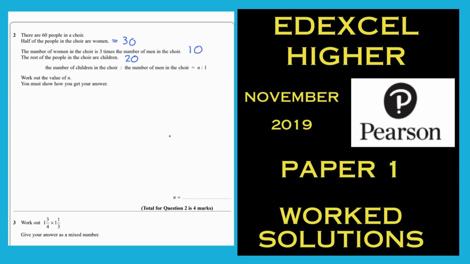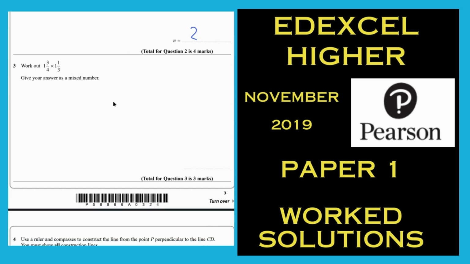And you build it up one at a time. The ratio of the number of children, well, that's 20, to the number of men, that's 10, can be written in n to 1. We want a 1 on the right-hand side, which is done by dividing by 10. Hey presto, we're there.